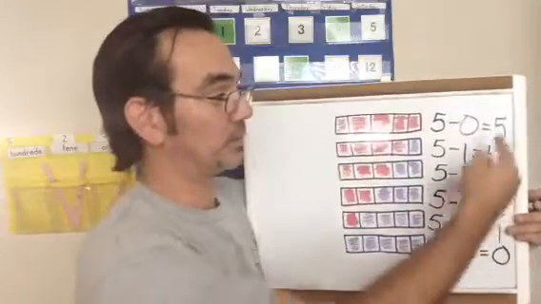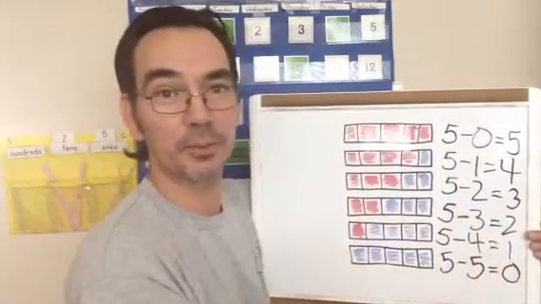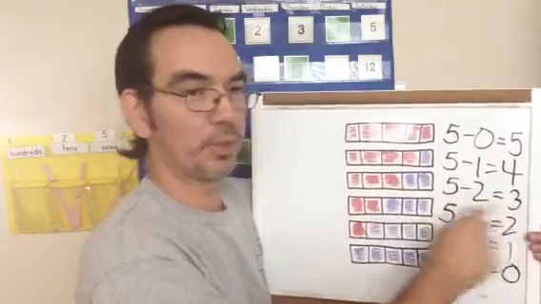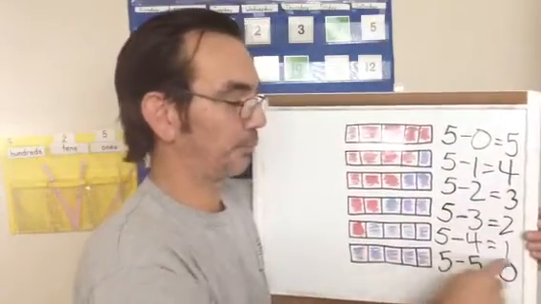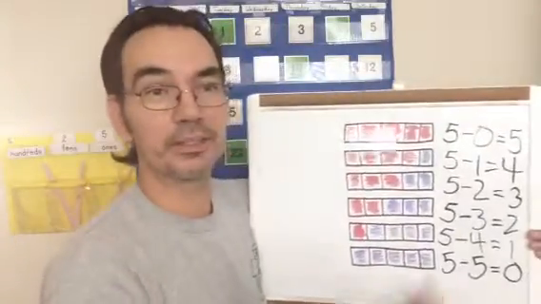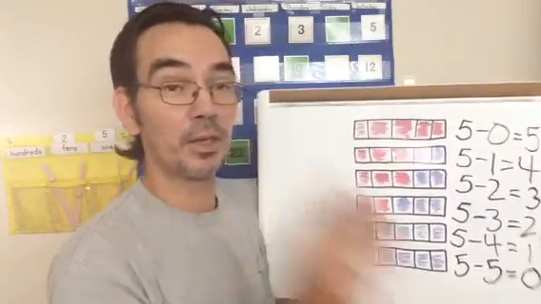So what we're doing is counting how many red cubes we have. How many of our first color we have? 5, 4, 3, 2, 1, and now 0. This is all the ways to make 5 with our cubes. Alright, I'm going to show you something else.